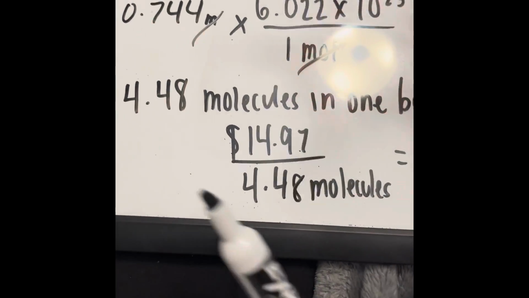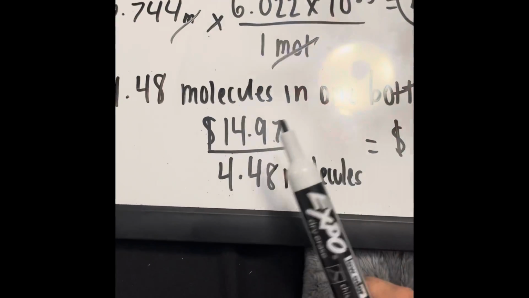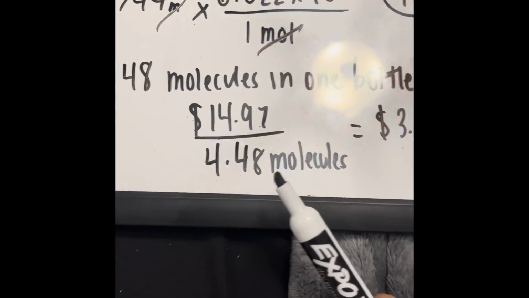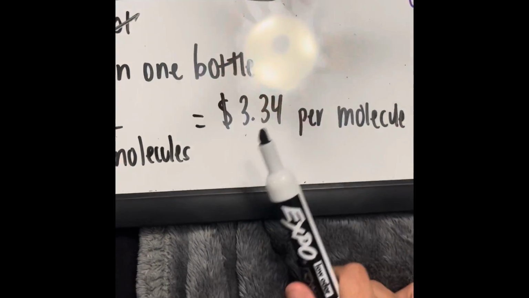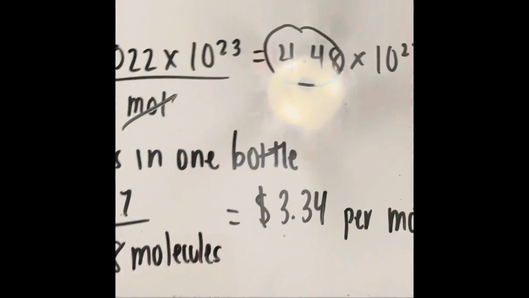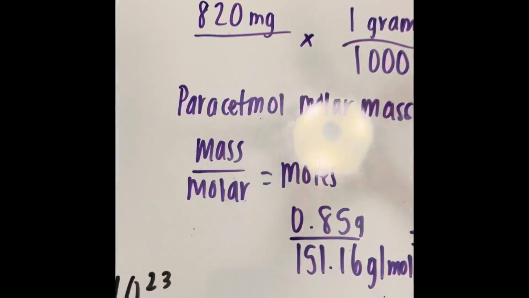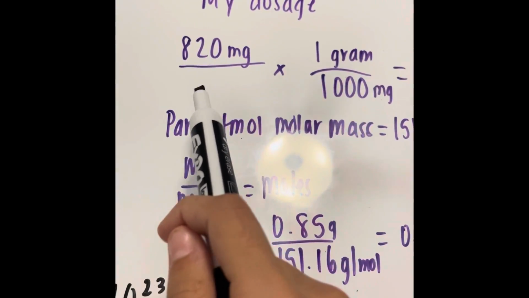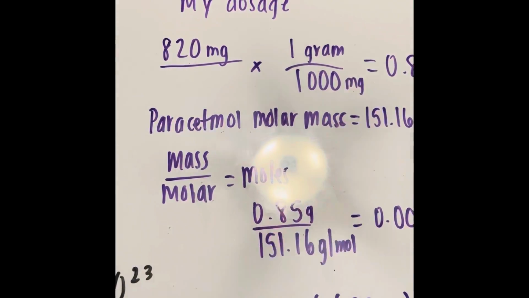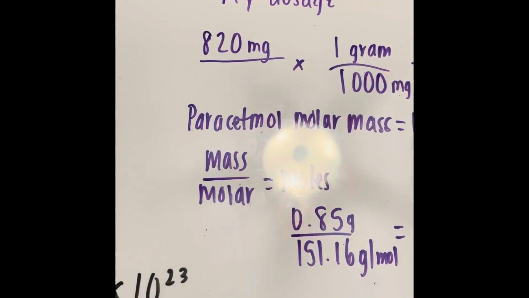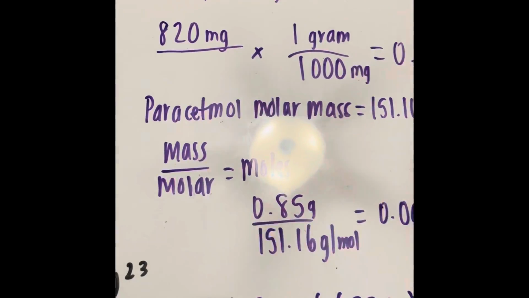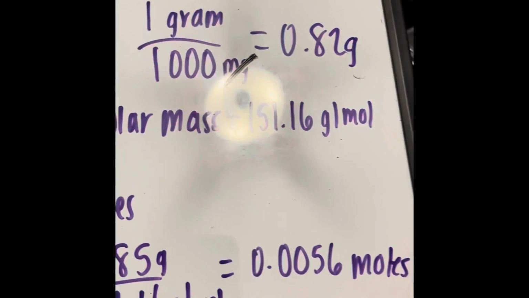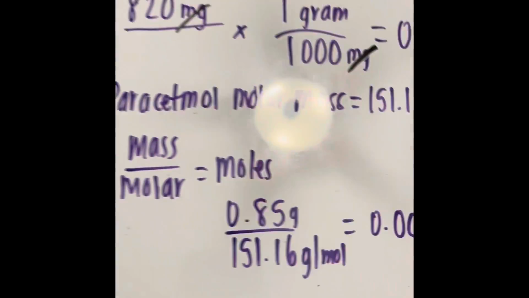Now to find the cost per molecule, I'm going to divide the price for the bottle, which is $14.97, by the number of molecules in a bottle, and I would get $3.34 per molecule. But I also did it for my dosage. So going back to the amount of milligrams that I needed for Tylenol, which was 820, I'm going to repeat this same process, but using my grams. So basically I would do the same thing here, multiply, cross, and divide to see how many grams I have for me, which is 0.82 grams.